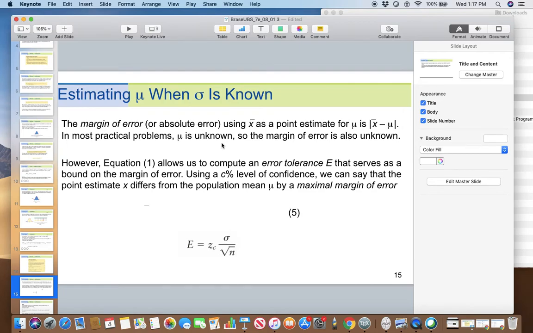In most practical problems, mu is unknown, so you don't know the margin of error. So we instead calculate something called error tolerance E. Error tolerance serves as a bound on margin of error. Bound meaning the worst case scenario. The maximum margin of error is called error tolerance. It's given by this particular formula.